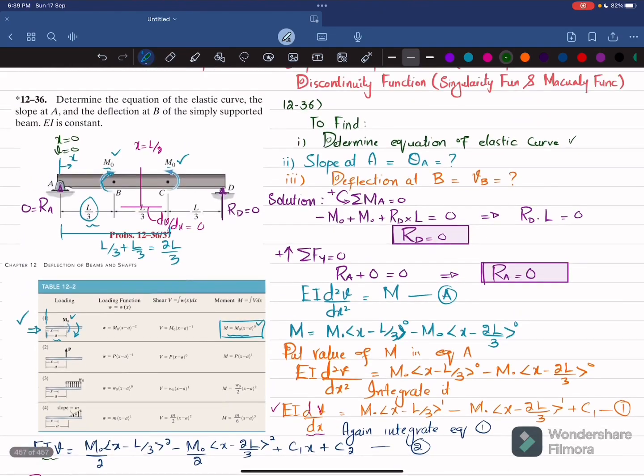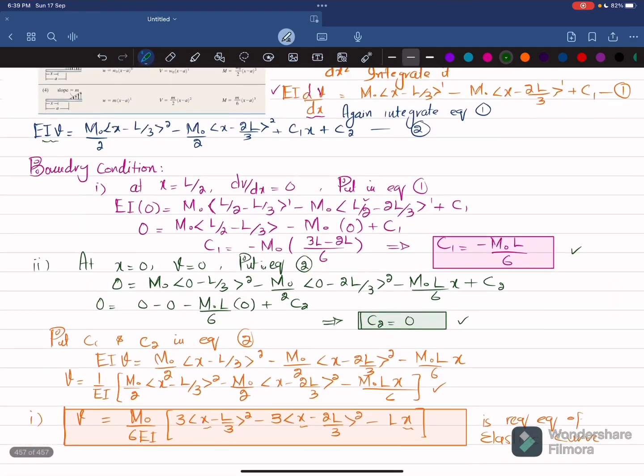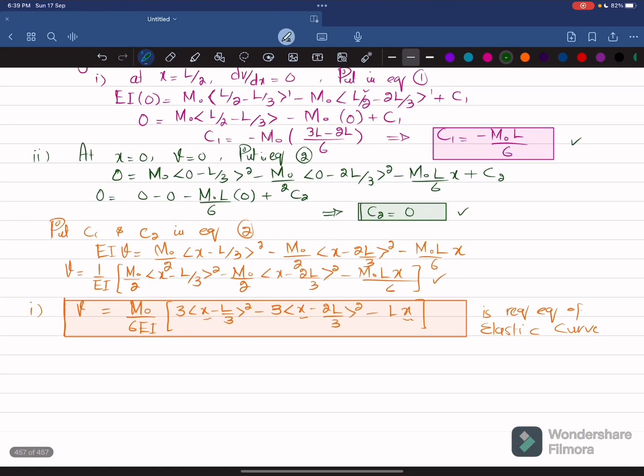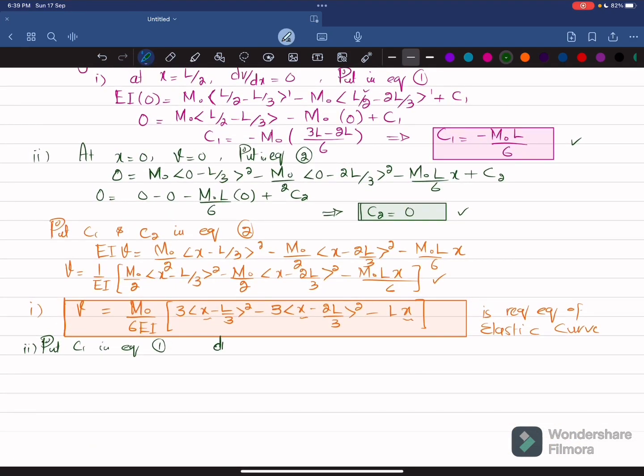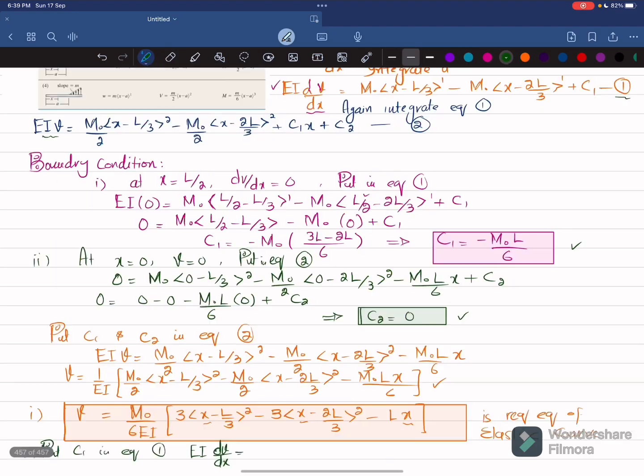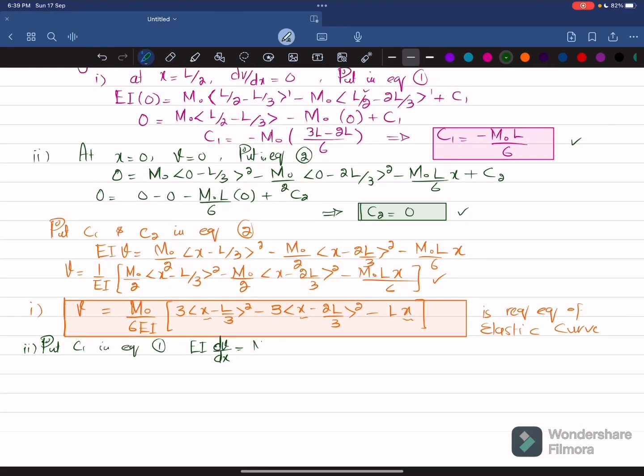In the second part, we have been asked to find the slope at point A. So what we will do is put the value of C1 in equation number 1. So this is equation number 1. EI into dv over dx is equal to m naught into L minus x minus L by 3 power 1 minus m naught into x minus 2L by 3 power 1 plus C1. So C1 is minus m naught L over 6.